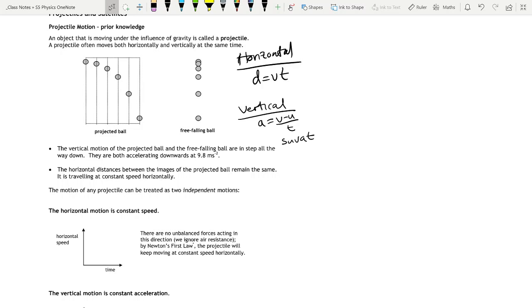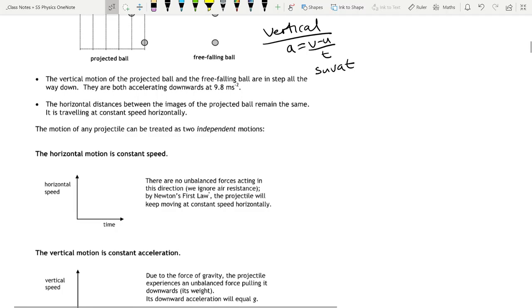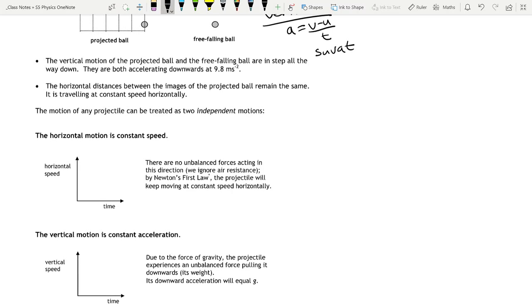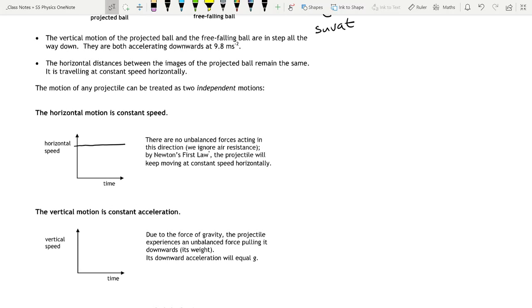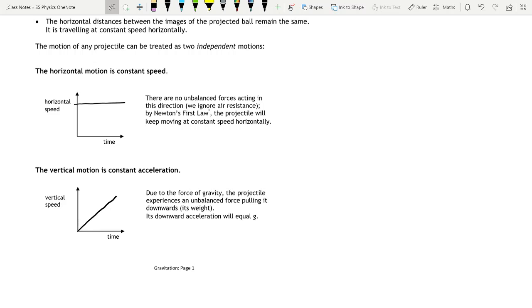So the motion of any projectile can be treated as two independent motions. The horizontal motion is constant speed. So if you had a speed time graph for horizontal speed versus time, you just have a horizontal line because it's constant speed. The vertical motion, however, is constant acceleration. So it's increasing vertical speed at the same rate each time, so the same amount every time. So you would end up with a diagonal line like that.